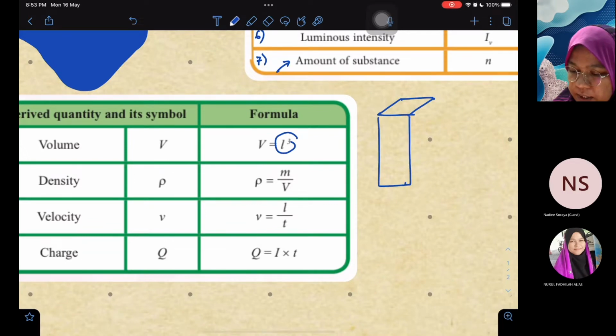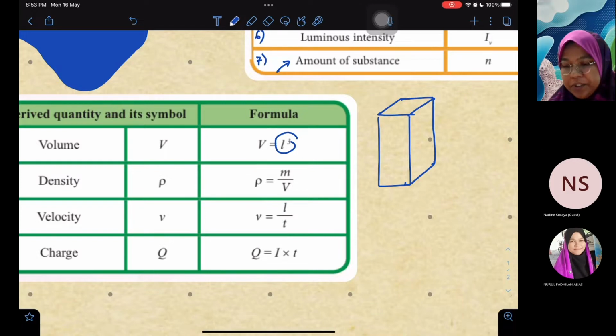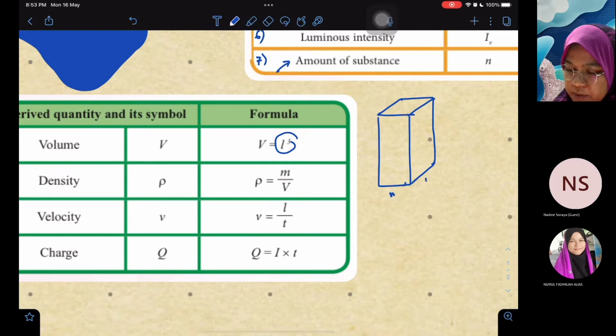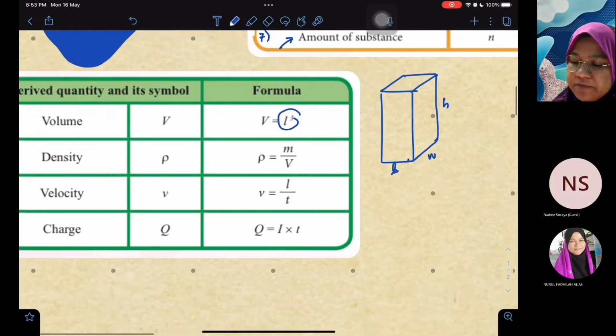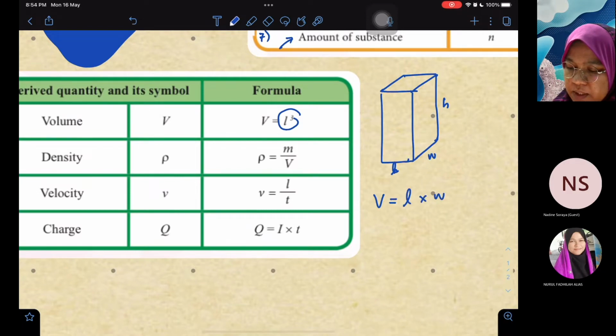Sebenarnya kalau saya ada cuboid. Okay, this is the width, contohlah width, lepas tu dia punya length and then dia punya height, for example. So what's the volume? Kita dah belajar daripada sekolah rendah dulu lagi. So volume tu actually daripada length times width times dia punya height.